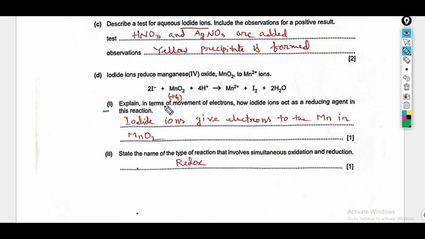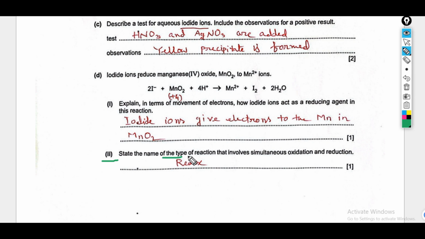Now you are asked to explain in terms of movement of electrons how iodide ions act as a reducing agent in this reaction. A reducing agent reduces another substance but itself oxidizes, which means it loses electrons. So the iodide ion gives electrons to the manganese in manganese 4 oxide. The iodide ion loses electrons, that's why it works as a reducing agent.